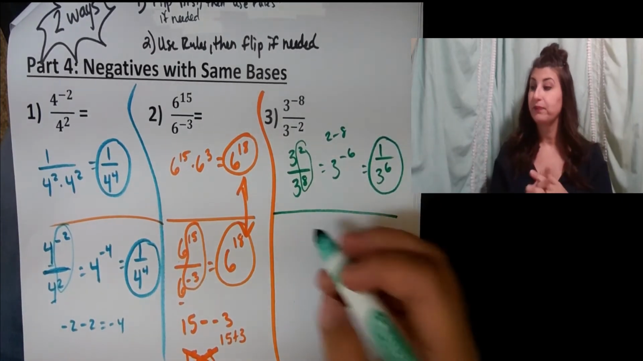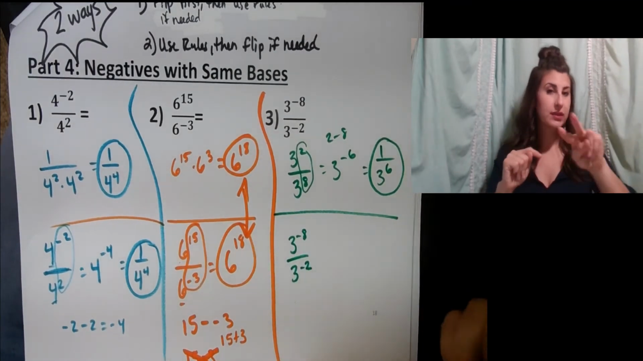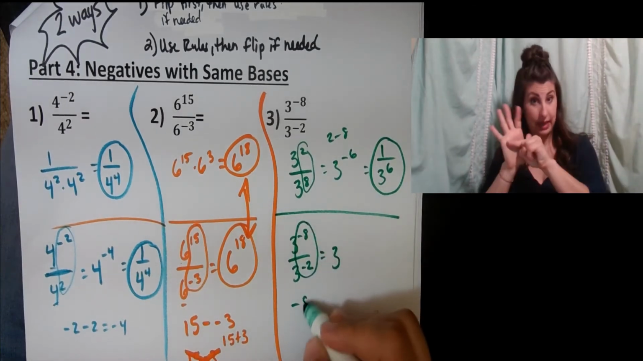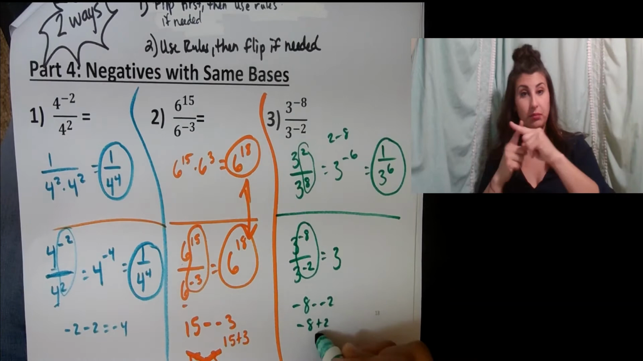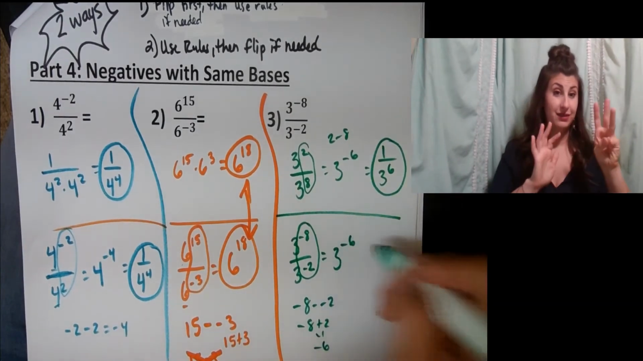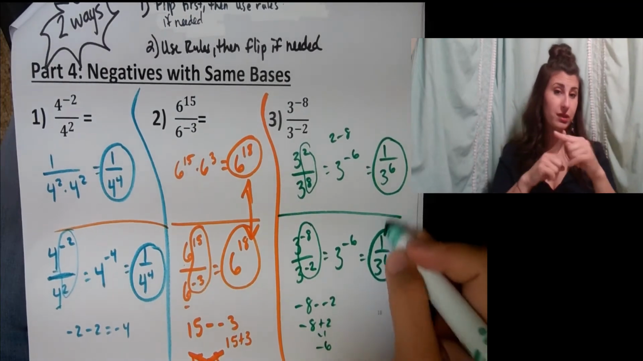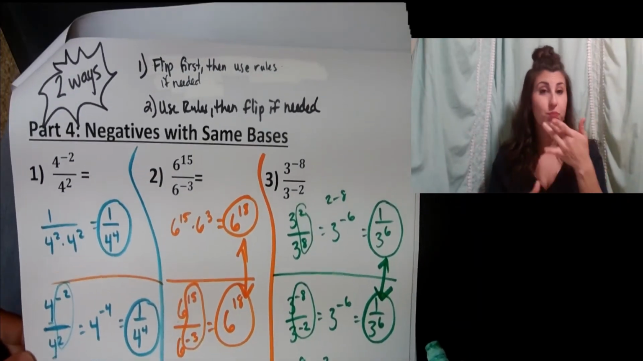Now let's rewrite this problem and try the second way, just in case you like that one better. So I'm going to use the rules. I'm going to do negative 8 minus negative 2. That's negative 8 plus 2. That makes negative 6. Now I have to flip that and make it positive. Same exact answer.